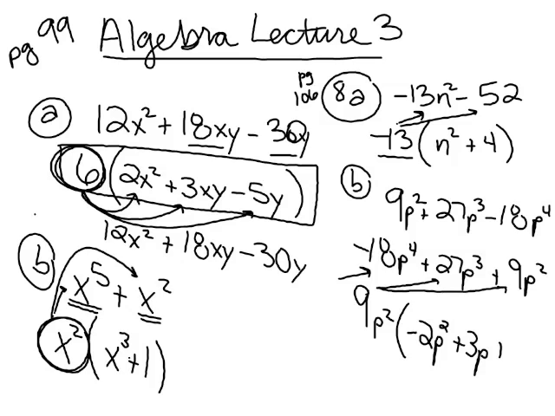Plus a 1. So the 9p squared, that was the greatest factor I could pull out of everything. And that's what's left over.